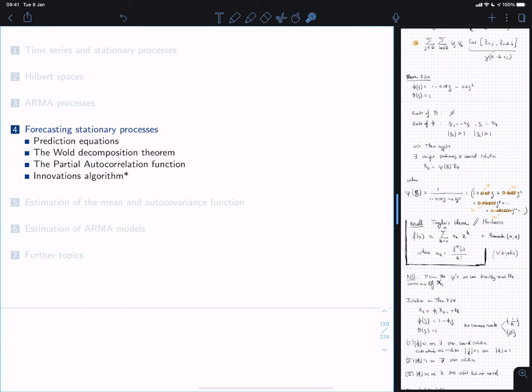Except maybe this section here. And we still have one fundamental concept to define, which we haven't defined yet. It's the partial autocorrelation function, but that will be for next week. I think it's time to stop. Okay, so I'll stop the film.